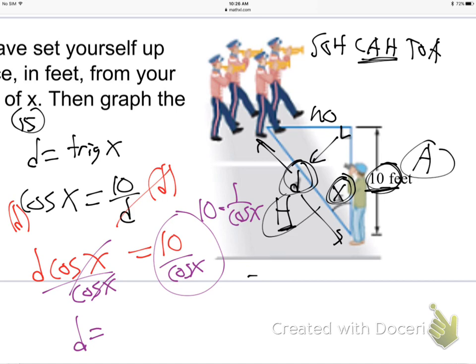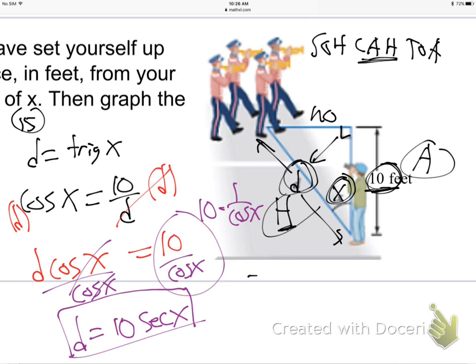What is 1 over cosine? Secant. That's what they want you to do. See, that's 10 secant X, isn't it? It's 1 over cosine. So there we go. That's the first thing they want.